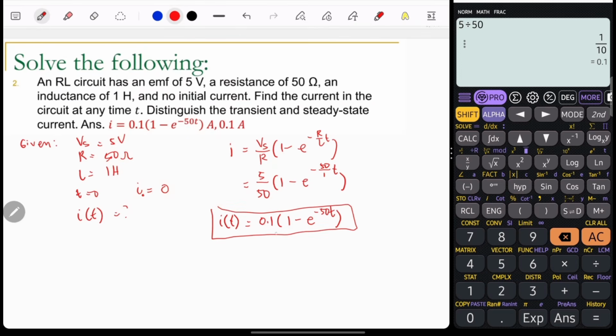The steady current is V sub S over R, or 5 over 50, that is 0.1 amperes. The transient is this one: I of T equals 0.1 times 1 minus e to the negative 50 T. That is the transient current at any time T. And this is the steady current.